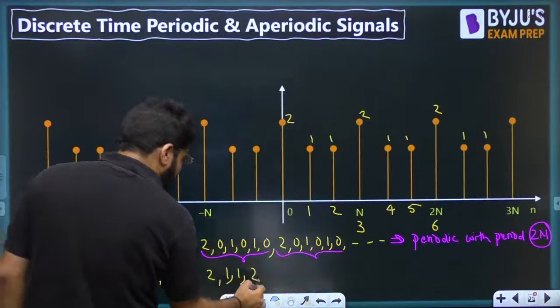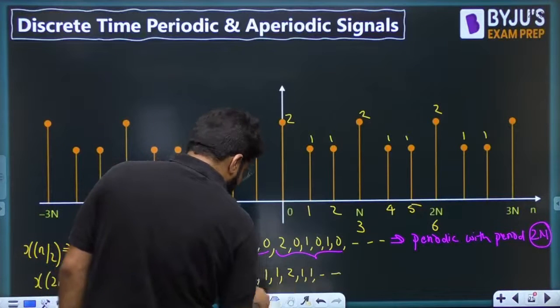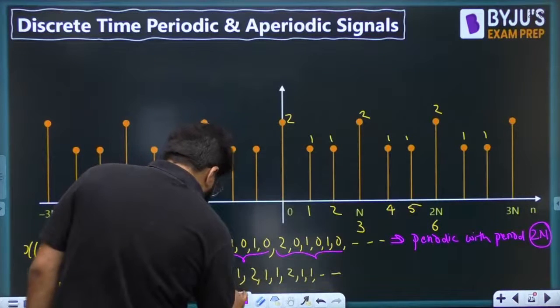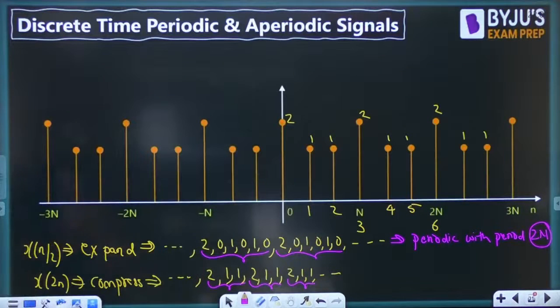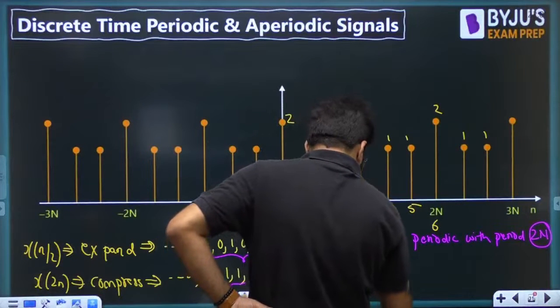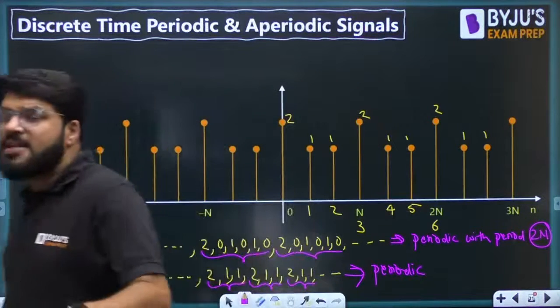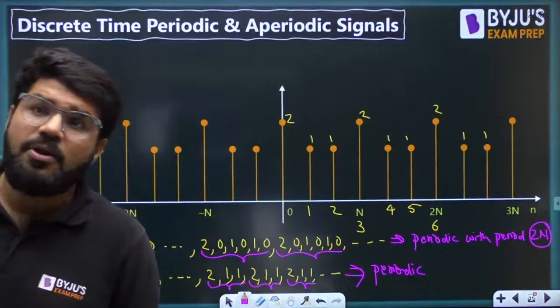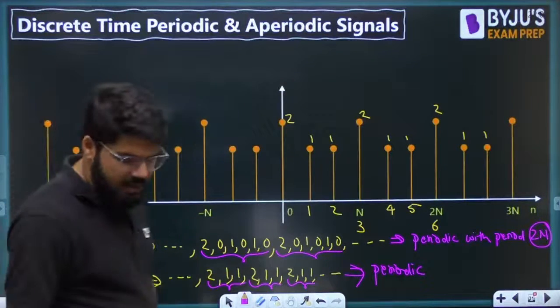Okay, once you get back 2, you again get 1, 1, then again you get 2 and 1, 1, etc. That means it is still periodic. But only thing is, eventually we should not comment on the final period. It may be same, it may be altered also. But this is periodic. Okay.